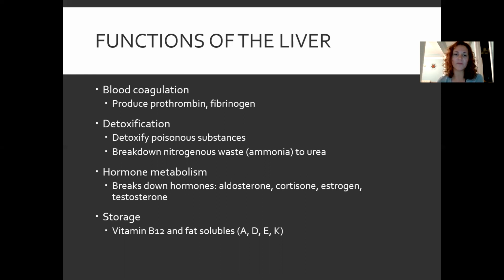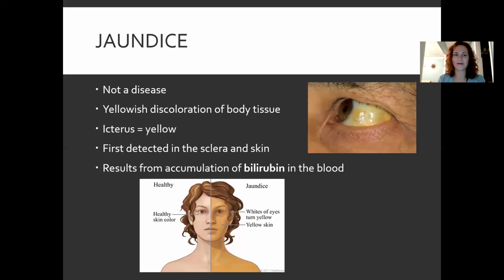It plays a role in hormone metabolism, so it'll break down hormones such as aldosterone, cortisone, estrogen, and testosterone. If you remember, those are all adrenal gland hormones. When they have done their job and the body is done with them, they go through the liver to get broken down and then excreted and exit the body. And then it also plays a role in storing vitamin B12 and fat-soluble vitamins, which are A, D, E, and K.